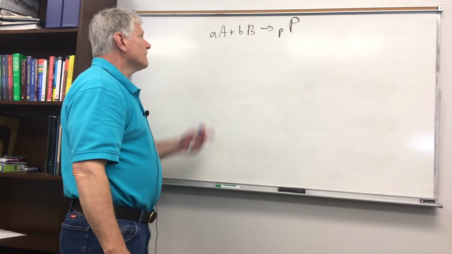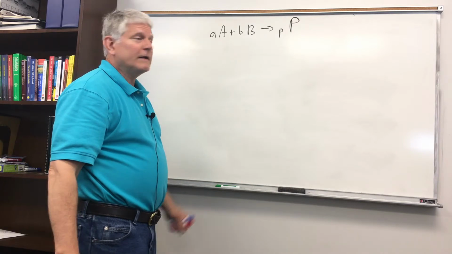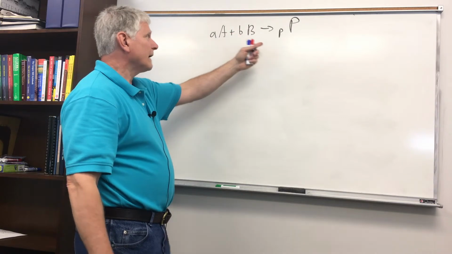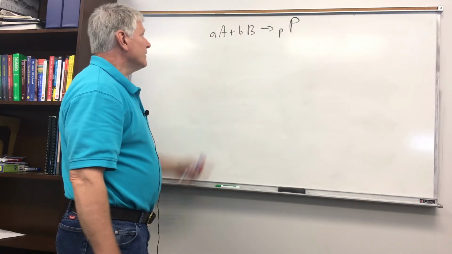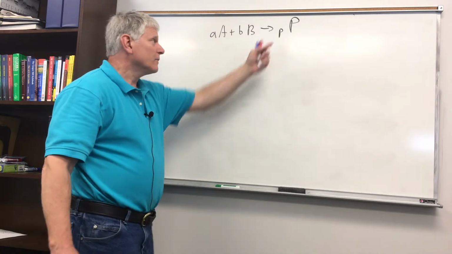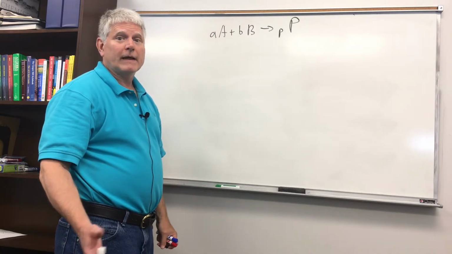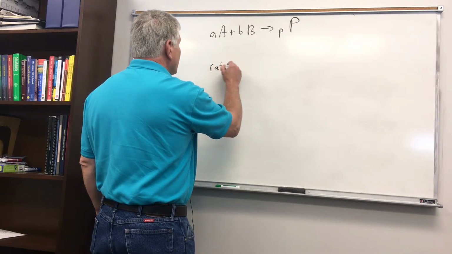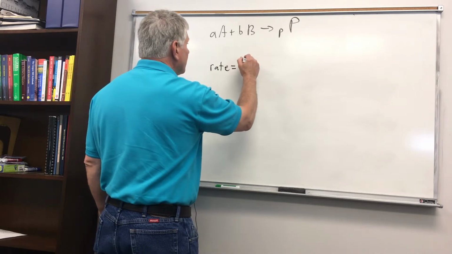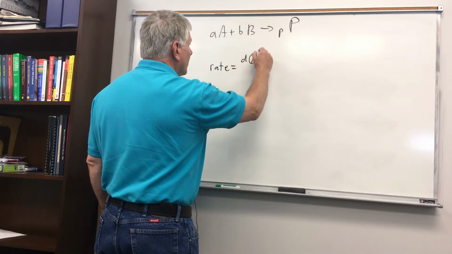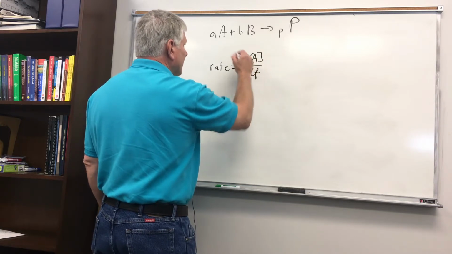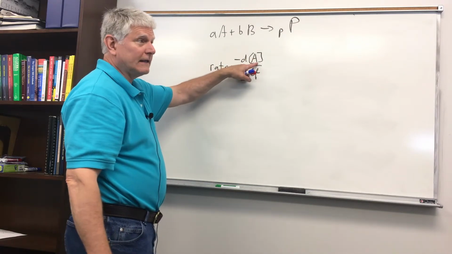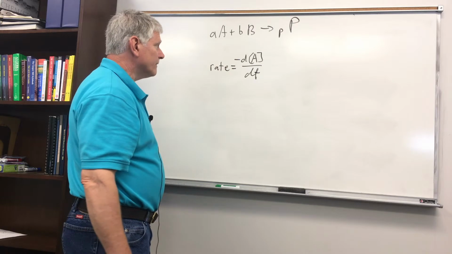So say we have a balanced equation where a and b are certain stoichiometric coefficients, and A and B are the reactants and P is the products, and you have a balanced equation where a and b and little p are just numbers, just to balance the equation. And if we express the rate of the reaction relative to A, we use a negative sign to make the rate positive since the reactant is disappearing, so dA is negative, so we use a negative sign to make the rate positive.